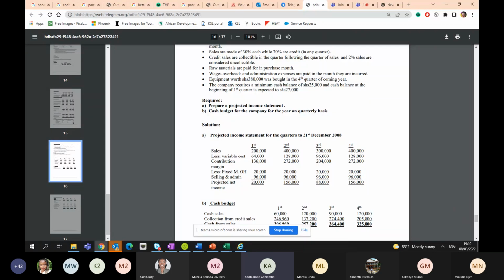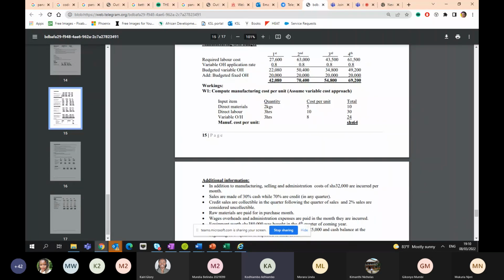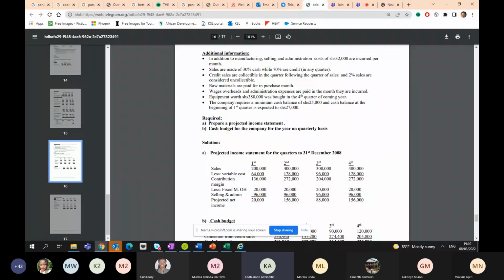So variable cost, you already had the number here, which is 64. Then fixed cost, you already had 20. Then selling and admin, why are we getting this selling and admin of 96? Let's see. One of the things I should have done is look at the information here. So we're saying, in addition to manufacturing, selling and admin cost of 32 are incurred per month. So remember, a quarter is 3 months, so 32 times 3 will give you the 96. Then you will look at all these other pieces of information. It doesn't seem relevant as of now.